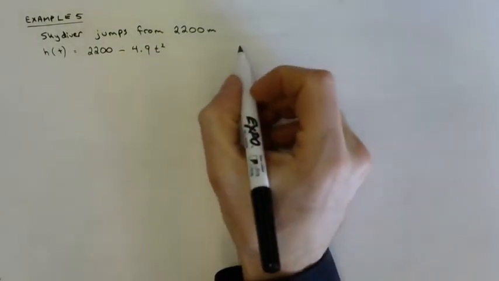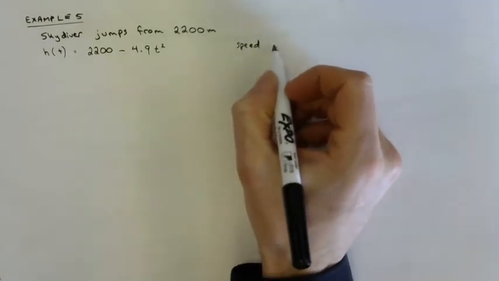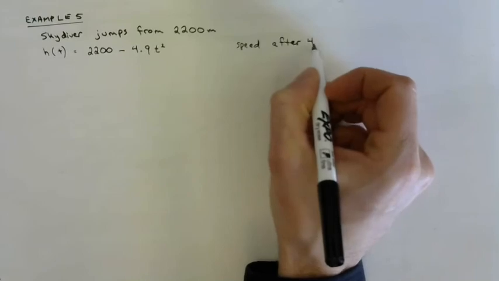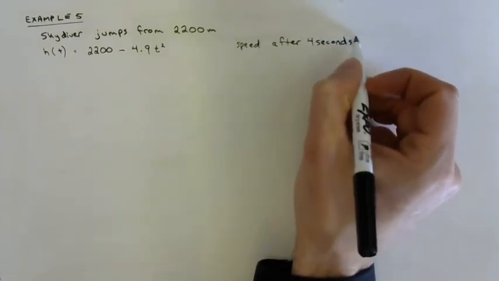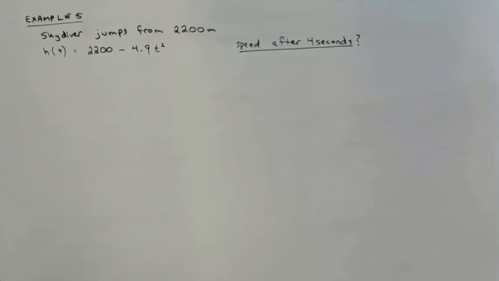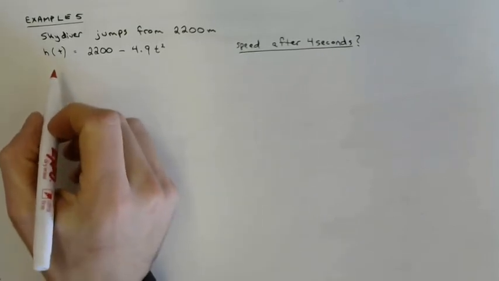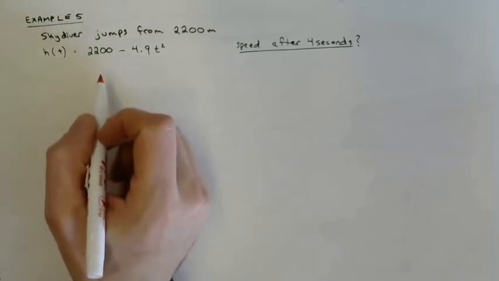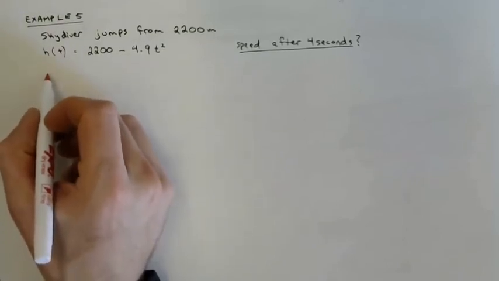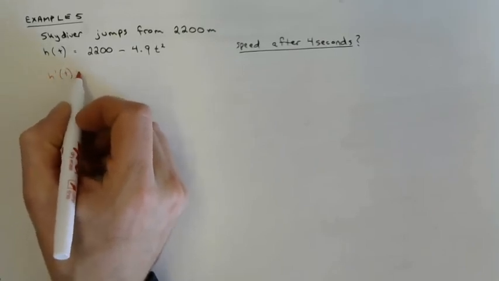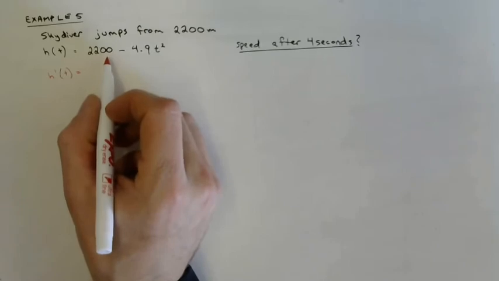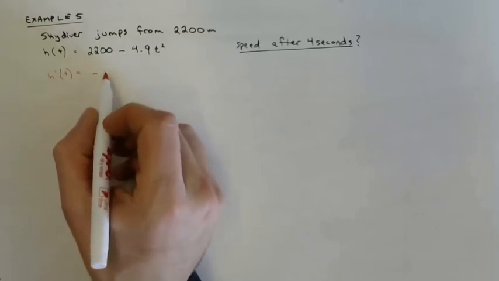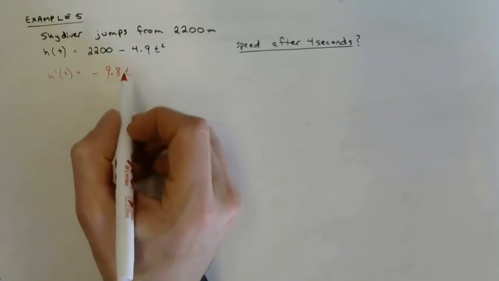So we're finding out how fast he is going, speed after 4 seconds. Right, underline the question. What's the speed after 4 seconds? Okay, the instantaneous rate of change of the height of the skydiver at any point is found by taking the derivative of the function that models his height. So we take h prime of t. 2,200 is a constant, the derivative of which is 0. And then here we have negative 9.8 times t.